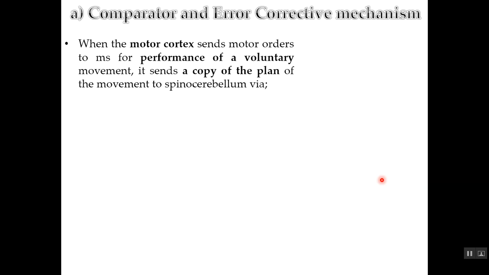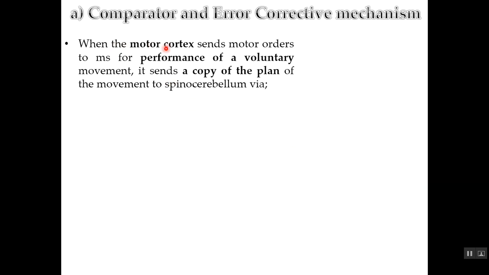To do a coordinated movement, you must have what's called a sensory feedback control for the movement. What's meant by sensory feedback control? During the performance of the movement, this movement is regulated by a sensory feedback to adjust or to correct any errors present in the performance of this movement. This is a comparator and error corrector mechanism.